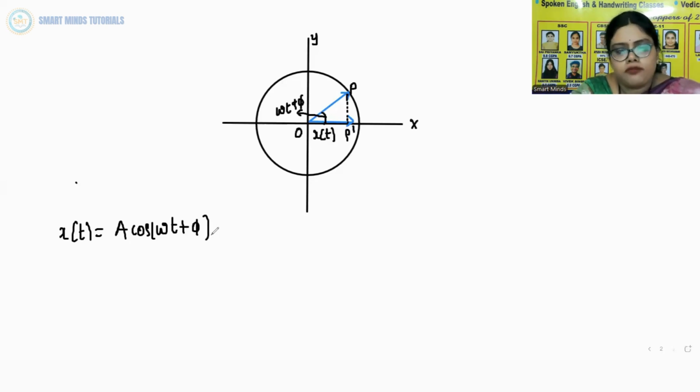If we take the projection of the motion of P on any other diameter, let's say the y-axis, then the displacement y(t) of P dash on the y-axis is y = A sin(omega t + phi), which is also SHM of the same amplitude as the projection on the x-axis, but differing by a phase of pi by 2. In spite of this connection between circular motion and simple harmonic motion, the force acting on a particle in linear simple harmonic motion is very different from the centripetal force needed to keep a particle in uniform circular motion.